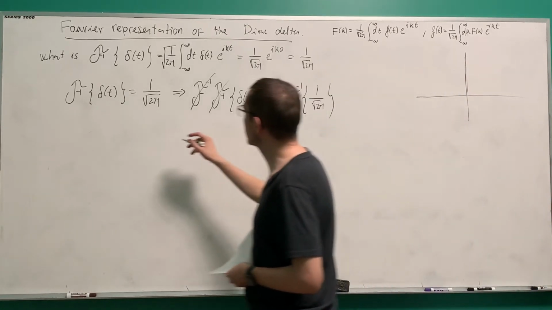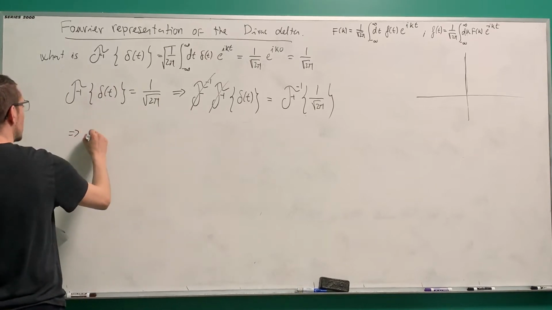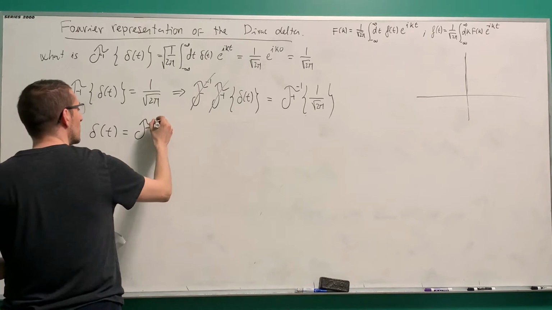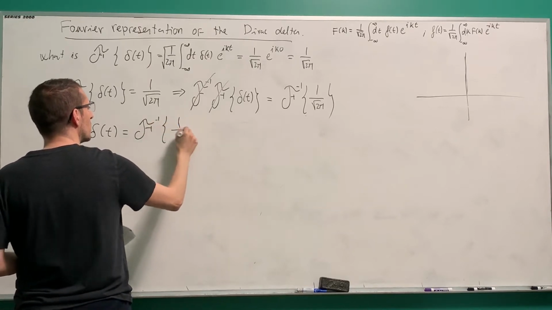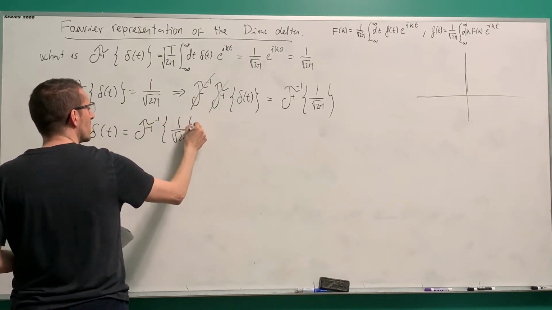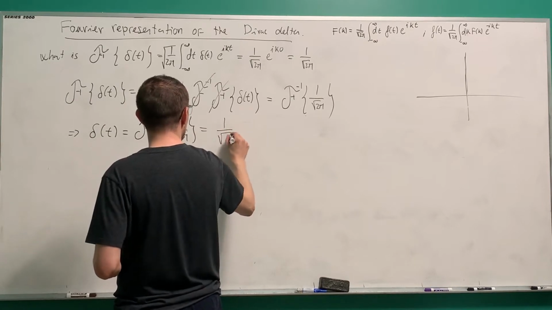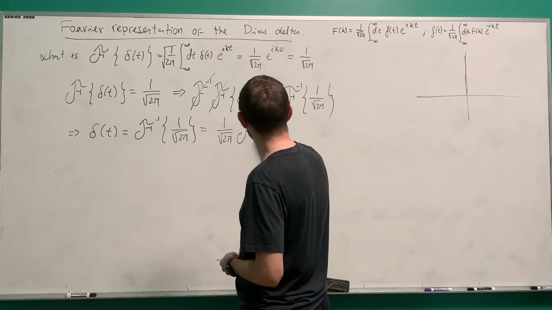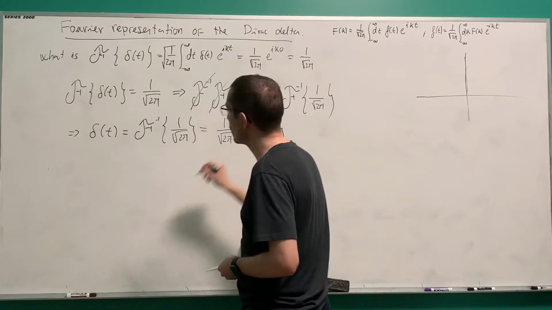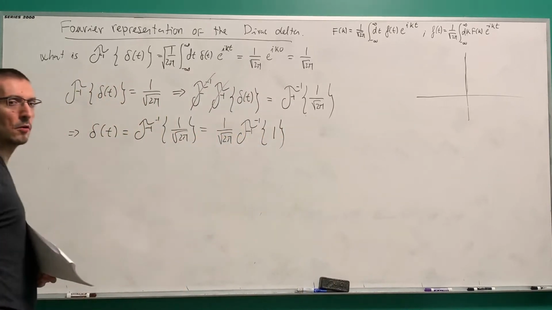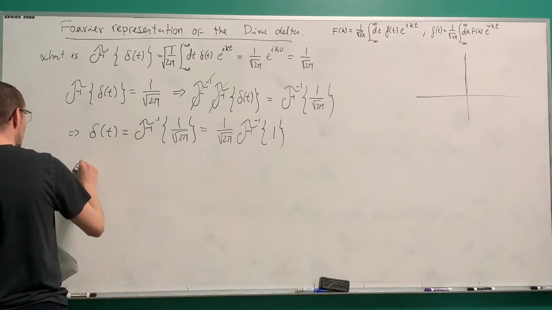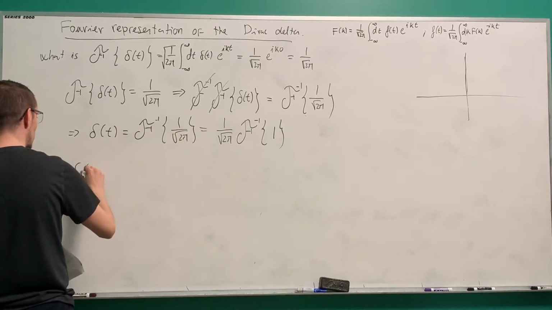So what I get is that delta of t is equal to the inverse Fourier transform of 1 over root 2 pi. Or in other words, this is 1 over root 2 pi, the inverse Fourier transform of 1. All right, but let's write the definition of the inverse Fourier transform there.